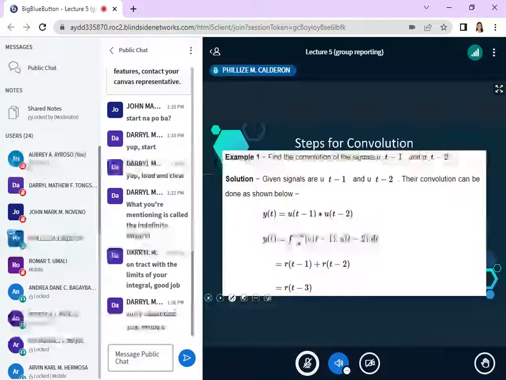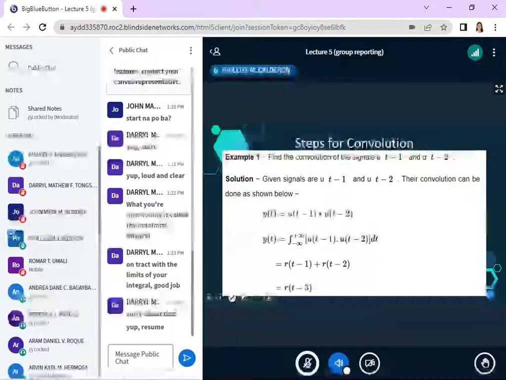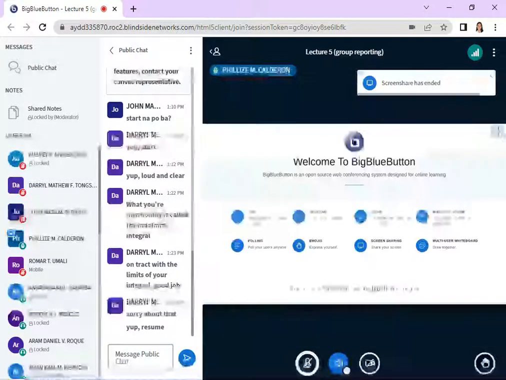So, sample number 1. Find the convolution of the signals u of t minus 1 and u of t minus 2. So, given signals are u(t minus 1) and u(t minus 2). The convolution can be done as shown below. So, meron tayo dito, y of t is equals to u of quantity t minus 1 convolution u of quantity t minus 2.